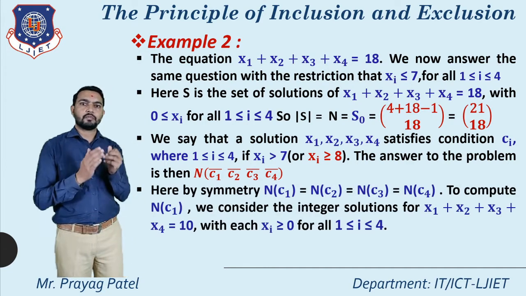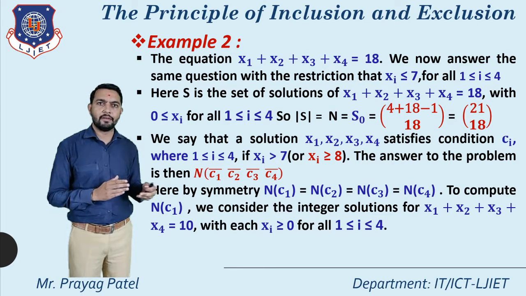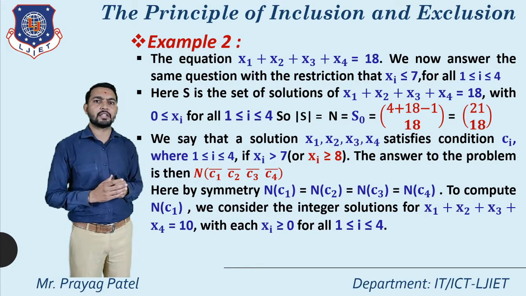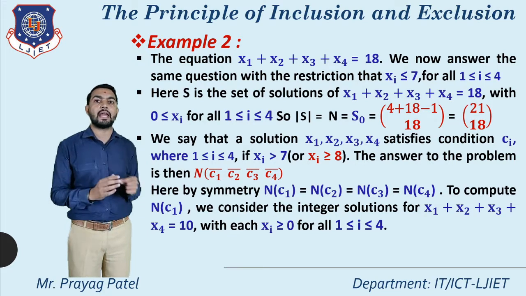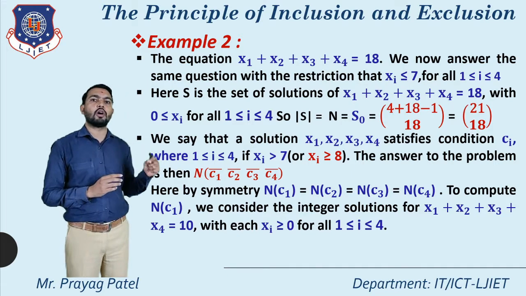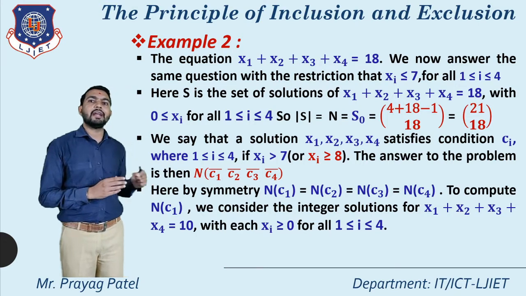So here we first have to find n(C1), n(C2), n(C3), n(C4). To compute n(C1), we consider the first condition: integer solutions of x1 plus x2 plus x3 plus x4 equal to 10, with each xi greater than or equal to 0 for all 1 less than or equal to i less than or equal to 4. Now why do we write the 10 here?